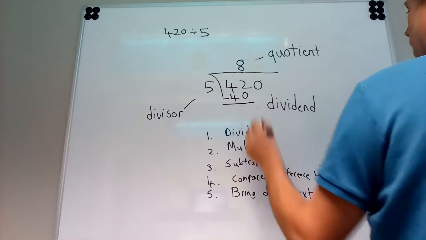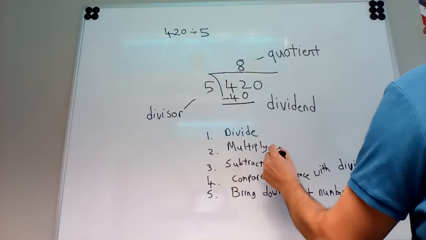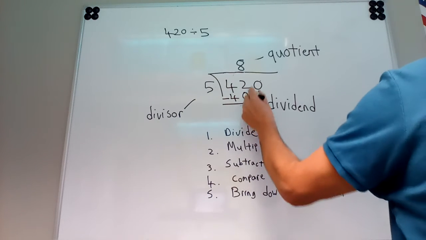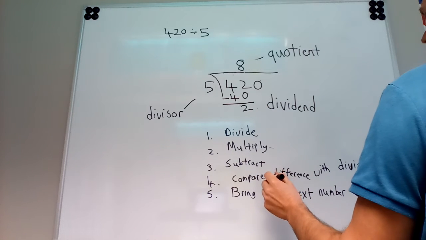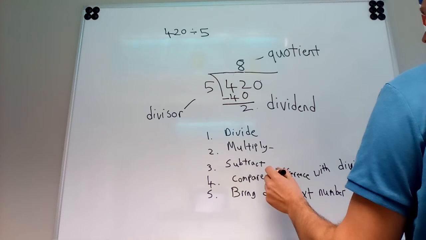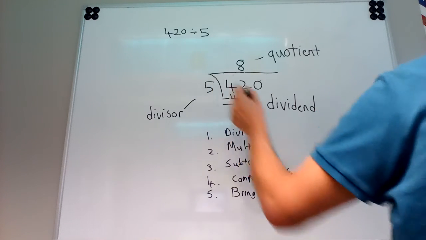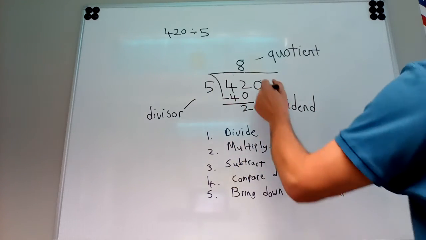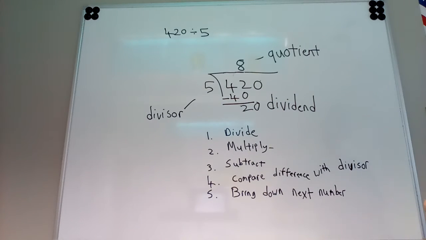And I subtract that. So I multiplied 5 times 8. That's where I got my 40 by multiplying. Now I'm going to subtract the 40 from the 42, which gives me 2. I'm going to compare. That number is smaller than that, but it's not a 0 yet. So I'm going to look, I've got a number to bring down. I'm going to bring down a number, and that gives me 20.